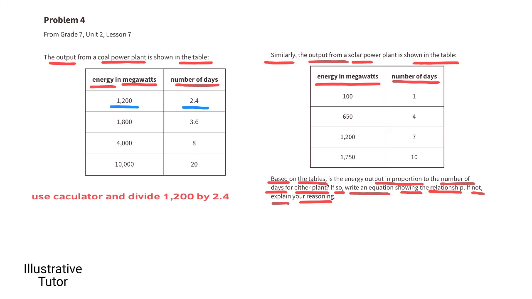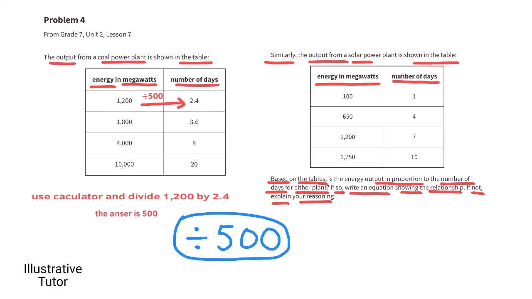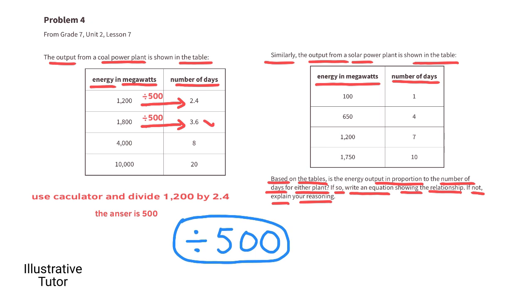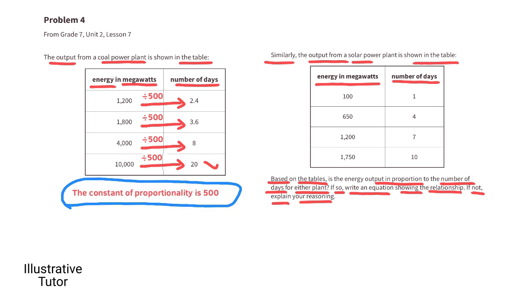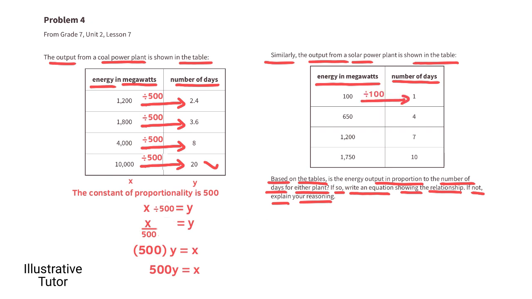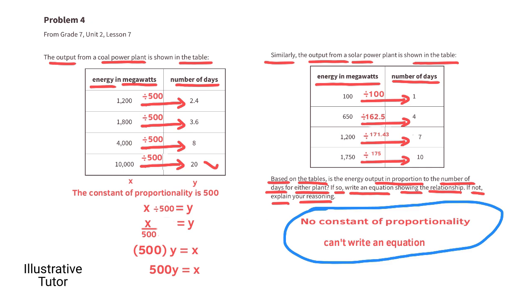For the first table, I discovered that the number of days is always 500 times smaller than the energy in megawatts. The constant of proportionality is 500, which can be used to write an equation to show the relationship between number of days and energy in megawatts. And I noticed in the second table there is no predictable relationship between the number of days and the energy in megawatts. Which means for this table, you can't write an equation to show the relationship between number of days and amount of energy in megawatts.